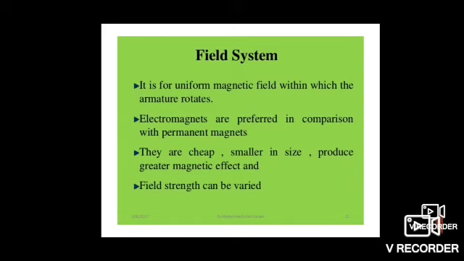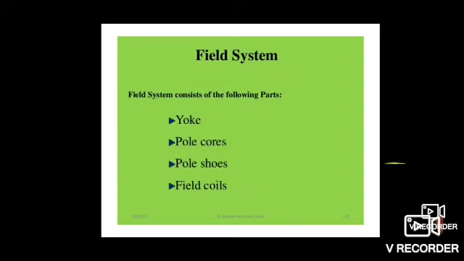So field system, it is a uniform magnetic field within which the armature rotates, that is the stator part of the machine. Electromagnets are preferred in comparison with permanent magnets. They are cheap, smaller in size, produce greater magnetic field, and field strength can be varied.